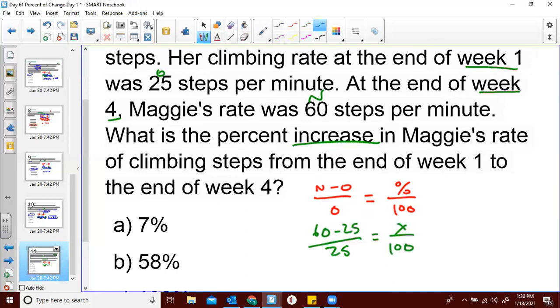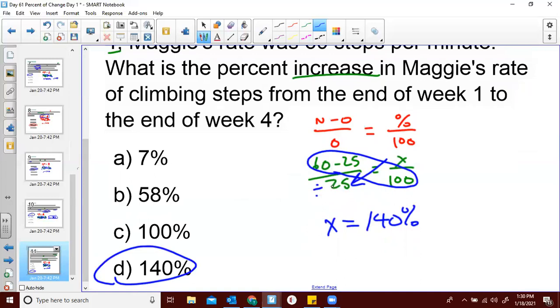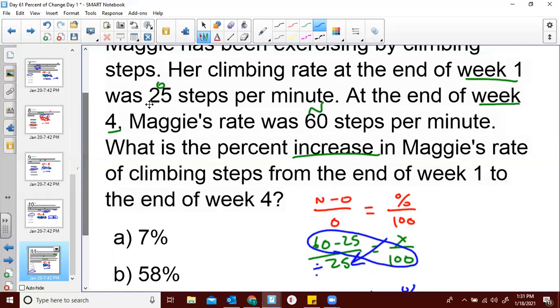All right, and again, cross multiply. Divide by x's partner. And you'll see that x is going to equal 140%. So this is a good question too, is you can have a percent that's higher than 100. I know usually I give you guys examples, like what's the max you can get on a test? Well, if there's extra credit or a bonus, you can certainly get above 100. So don't be leery if your answer is bigger than 100%. And also look, you have 25 steps. So if that was a 100% increase, that would be 50 steps, right? But we have more than 50. So, think a little critically.